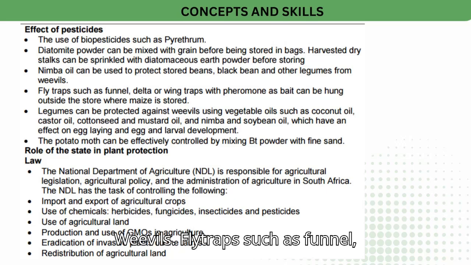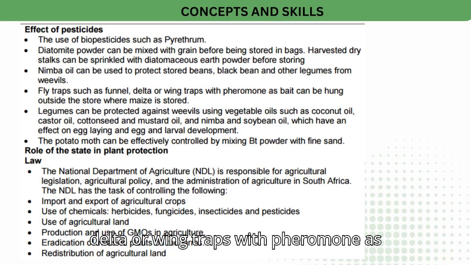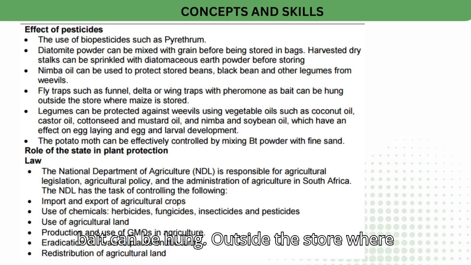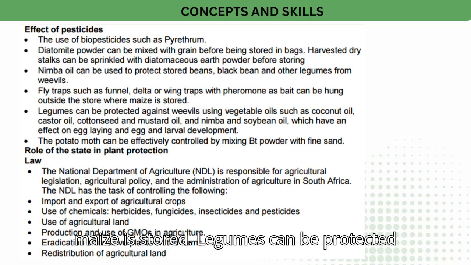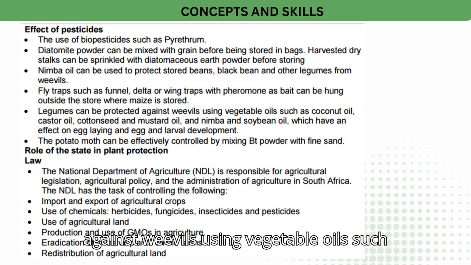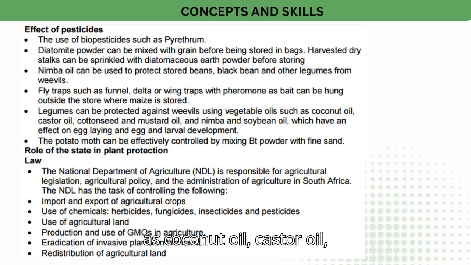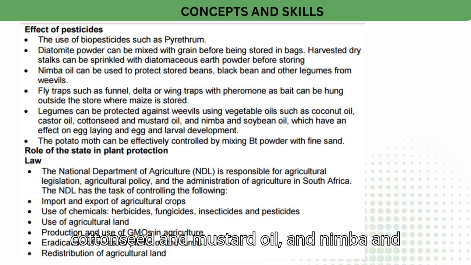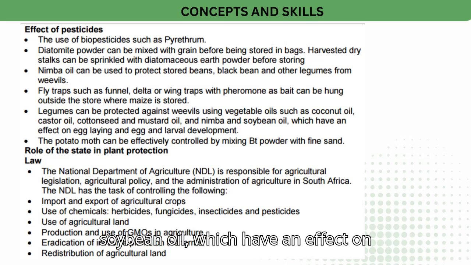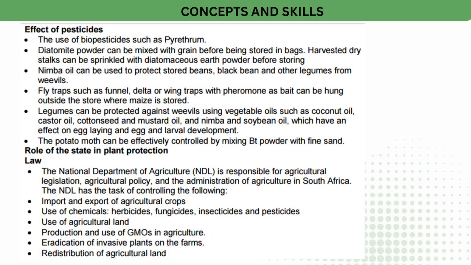Fly traps such as funnel, delta or wing traps with pheromone as bait can be hung outside the store where maize is stored. Legumes can be protected against weevils using vegetable oils such as coconut oil, castor oil, cottonseed and mustard oil, and neem and soybean oil, which have an effect on egg laying and egg and larval development. The potato moth can be effectively controlled by mixing BT powder with fine sand.